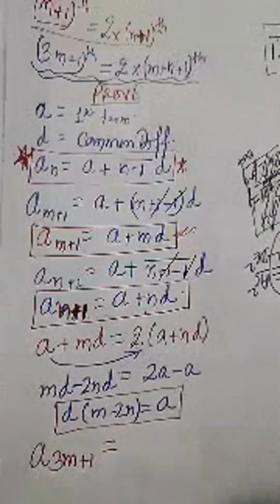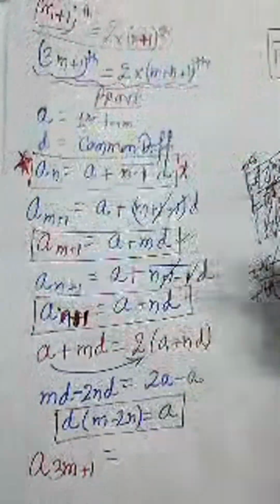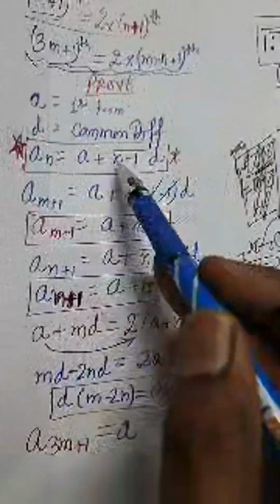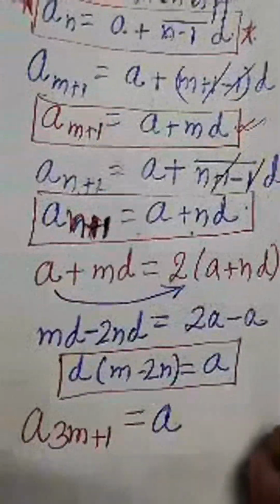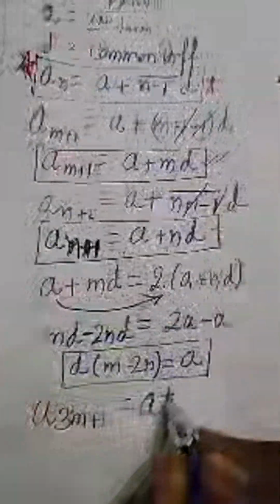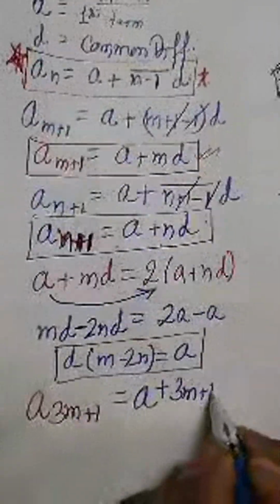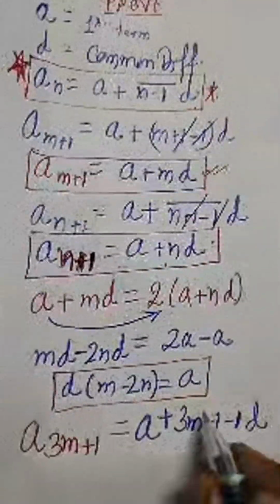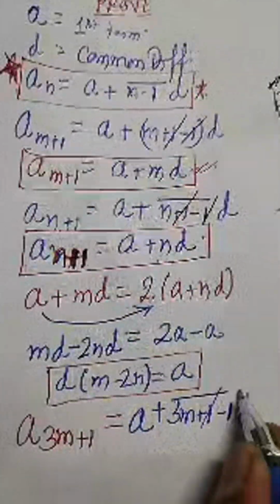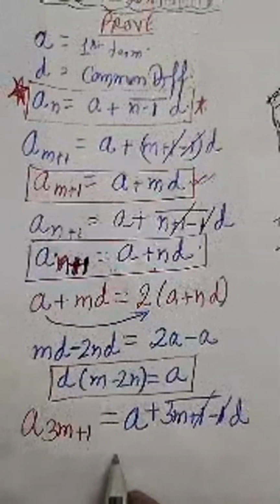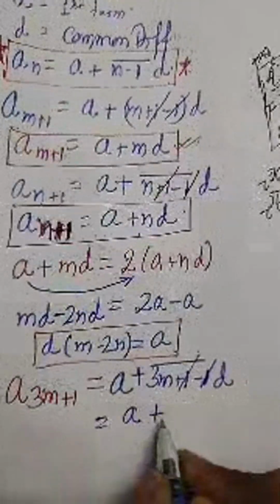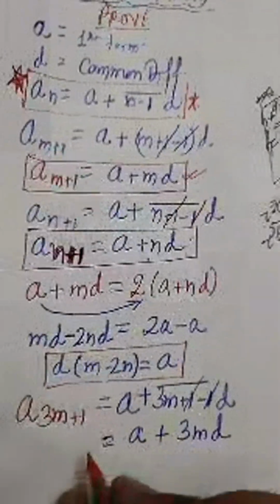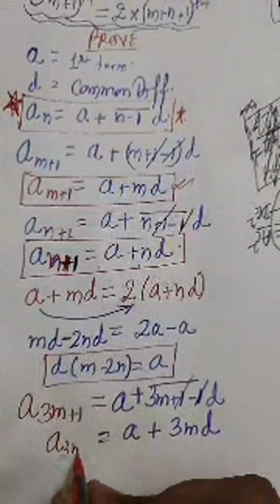The 3m plus 1th term, that means this one, is equal to, using the same formula, a plus n minus 1 into d. This will be a plus 3m plus 1 minus 1, into d. Then 1 and 1 will be cancelled out, and this will give you a plus 3md. So this is the value of the 3m plus 1th term, a 3m plus 1.